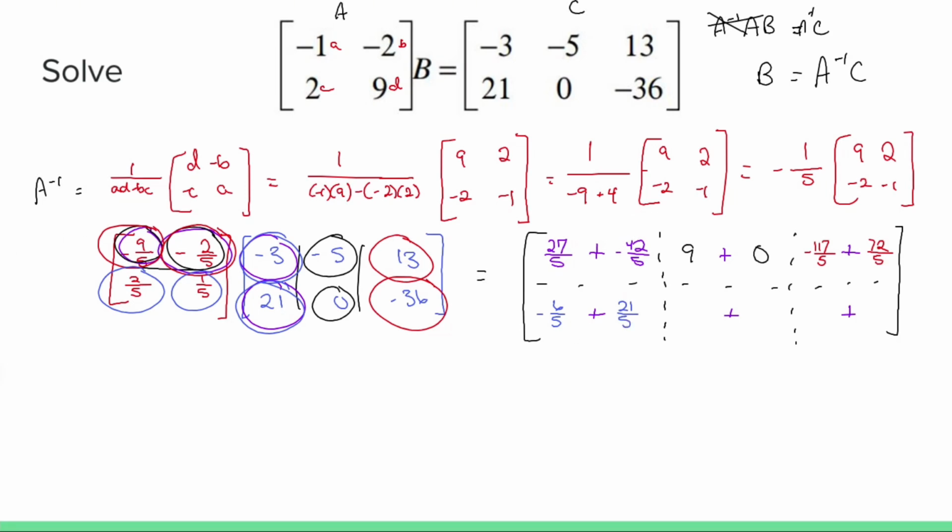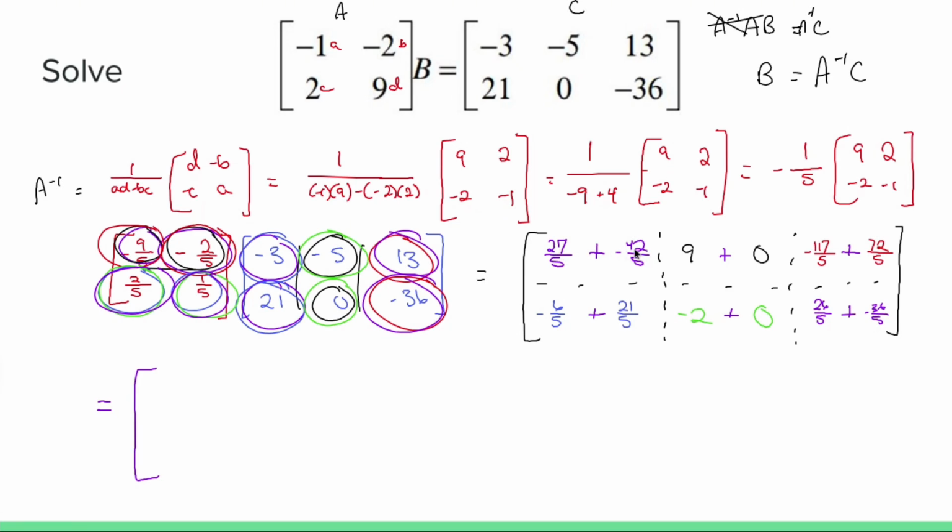All right. 2/5 times negative 5 is going to be negative 2. And then 1/5 times 0 is 0. And let's round this guy out. We've got 2/5 times 13 is going to be 26/5. And then we've got 1/5 times negative 36 is negative 36/5. So probably some cleaning up, combining, simplifying. We'll take it from there.